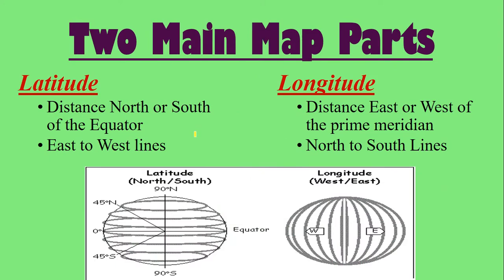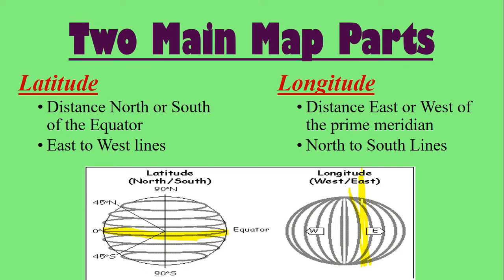When we look at maps, maps have two main parts. You have lines of latitude and lines of longitude. Latitude lines are lines that go across, so they measure distance north or south of the equator. Longitude lines go up and down, and they measure distance east or west of the prime meridian.